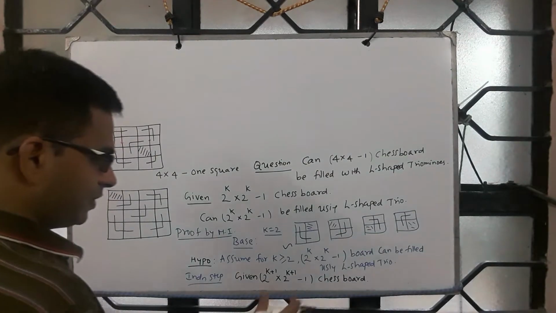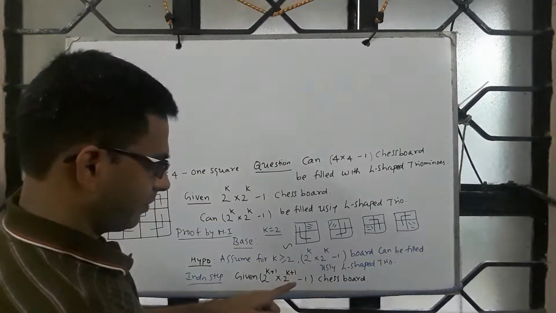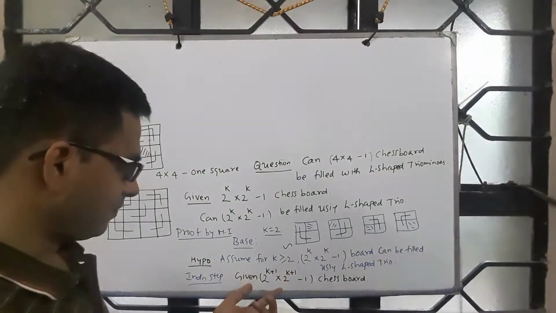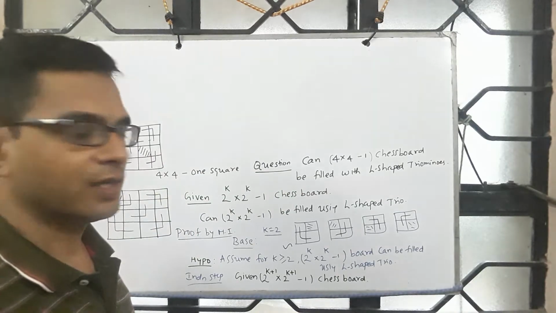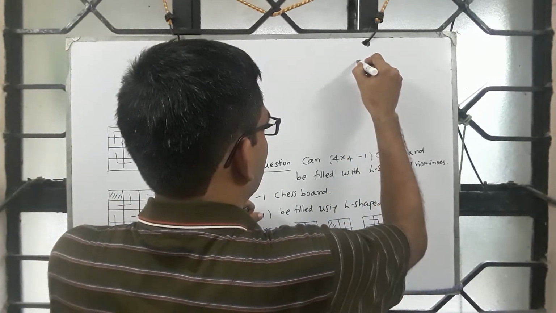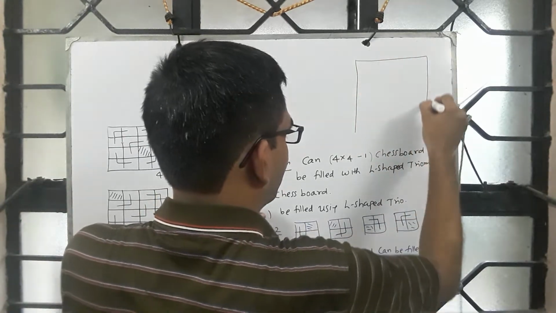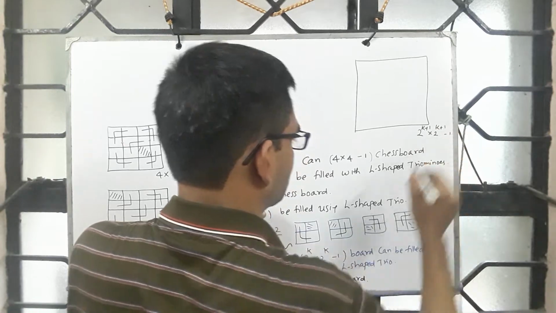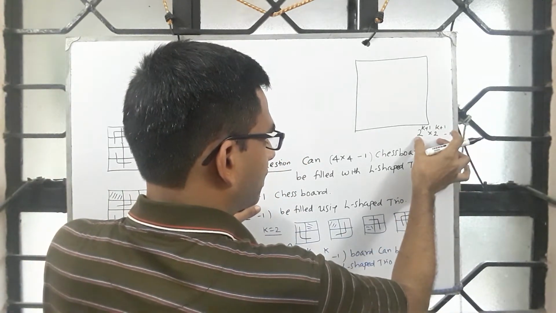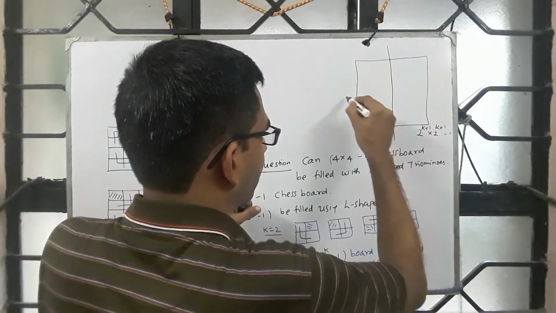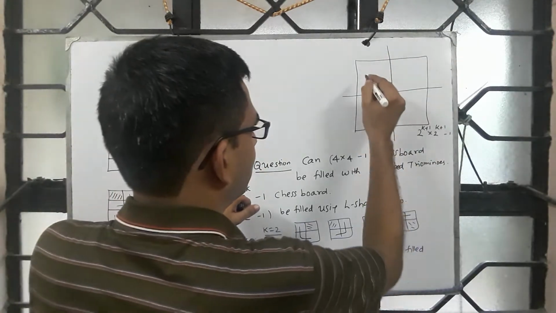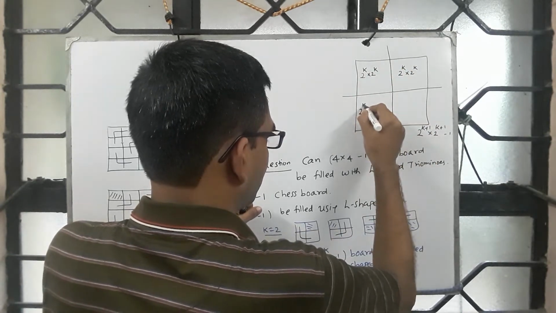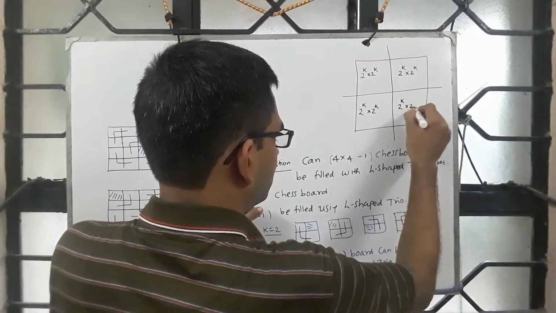One can visualize 2^(k+1) into 2^(k+1) minus 1 as follows. Remember, I need to bring in the induction hypothesis as part of the induction step to complete our proof of correctness. What I do is the following. You are given 2^(k+1) cross 2^(k+1) minus 1. The 2^(k+1) into 2^(k+1) board can be visualized as 4 copies of 2^k into 2^k. So each one has 2^k cross 2^k.